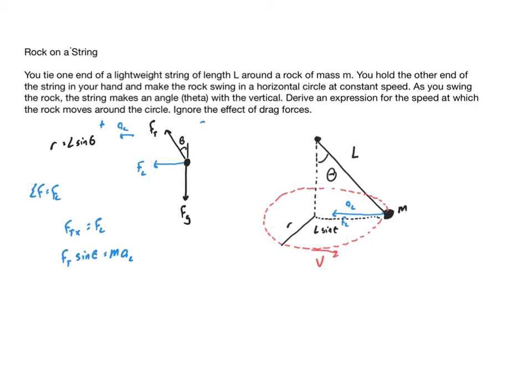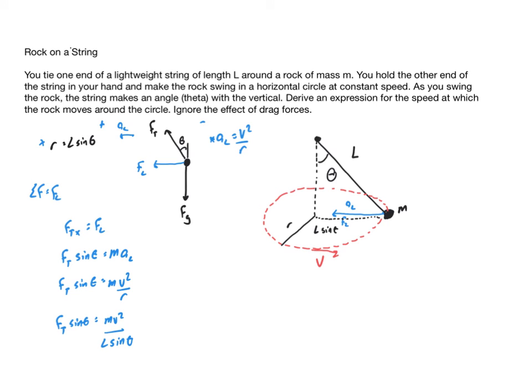And from there, we can use this equation, because we should remember that the centripetal acceleration is v squared over r. So we're going to start plugging some things in. So the centripetal force, or the tension, is F_t sine theta, equal to the mass of the rock times v squared over r. Remember, r is L sine theta. So F_t sine theta equals m v squared over L sine theta.